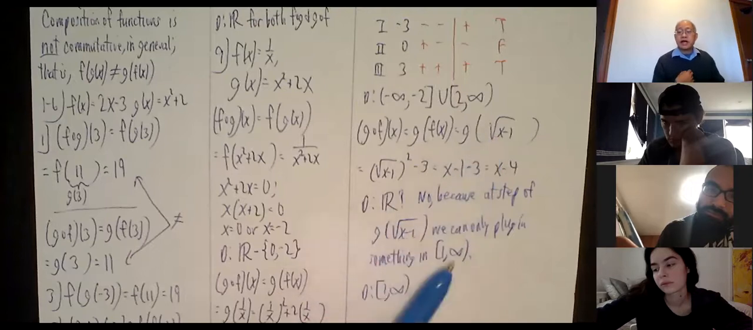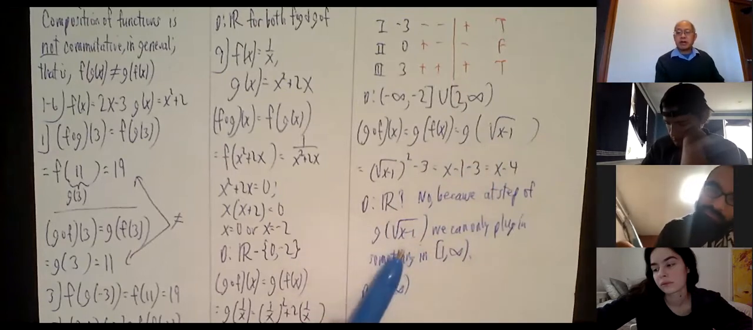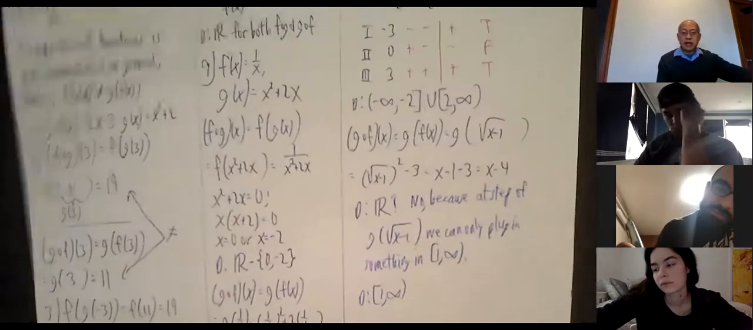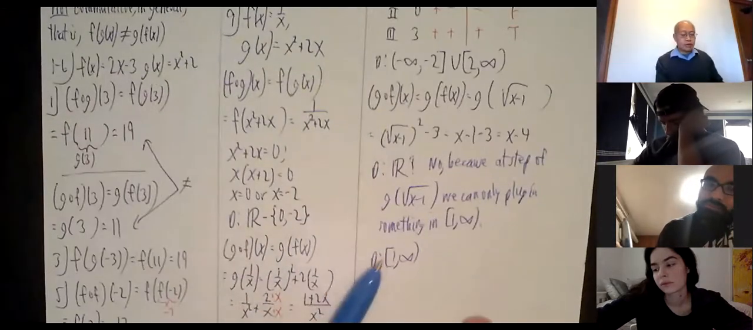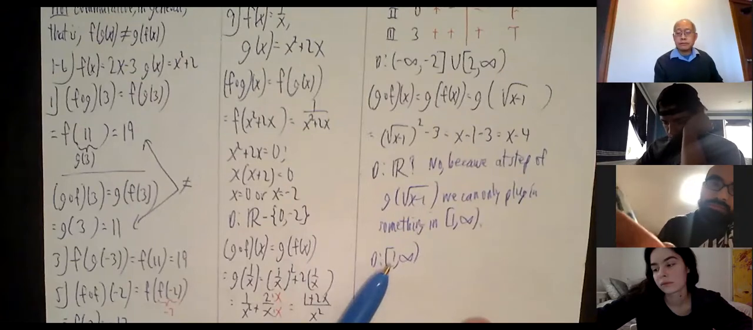So I still have to say x minus 1 is greater than or equal to 0, which means x is greater than or equal to 1. So the domain is actually bracket 1 to infinity. So there we go with that.